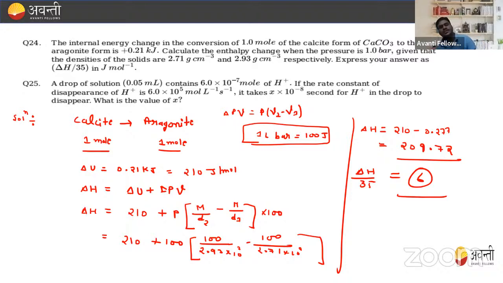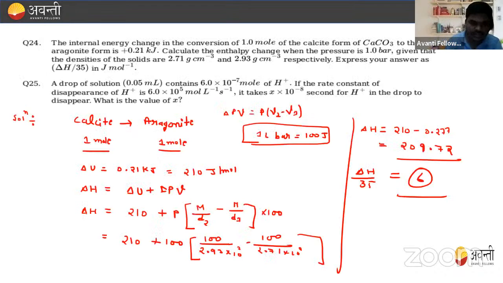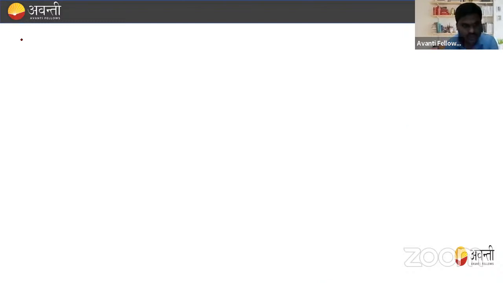So the drop of the solution having this volume contains this much mole of H plus. If the rate constant of disappearance of H plus is this, it takes X into 10 to the power minus 8 second for H plus in the drop to disappear. What is the value of X? You need to calculate this, right? Now, it is a zero order reaction, already given, I guess, right? From the unit of rate constant, we know that this is a zero order reaction.